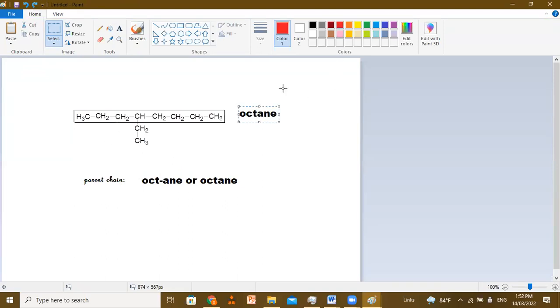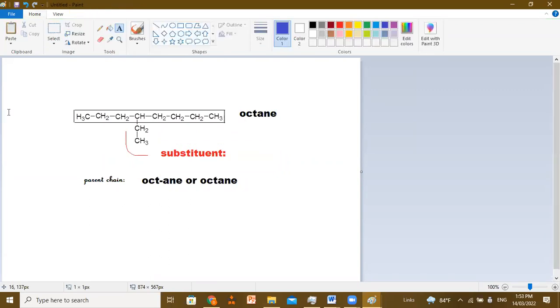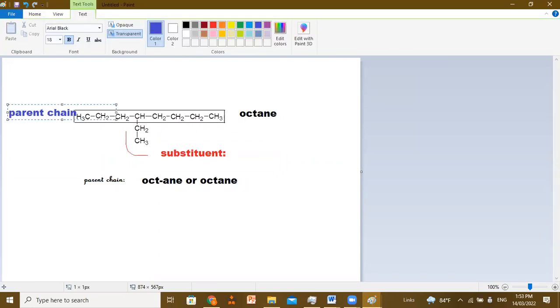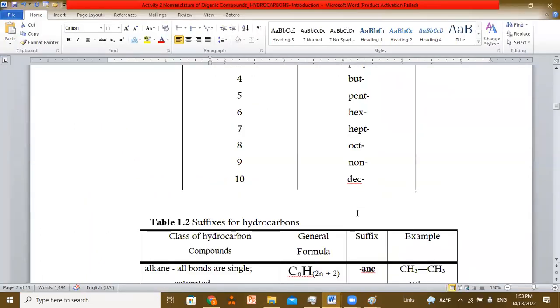Okay, but we still haven't figured out what this one is. So this becomes our substituent. Our substituent is the group of atoms that's not included in our parent chain. Our substituent is an alkyl. Alkyl just simply contains carbon and hydrogen also. And you see that there are 2 carbon atoms, minus one hydrogen from CH3, same as ethane.